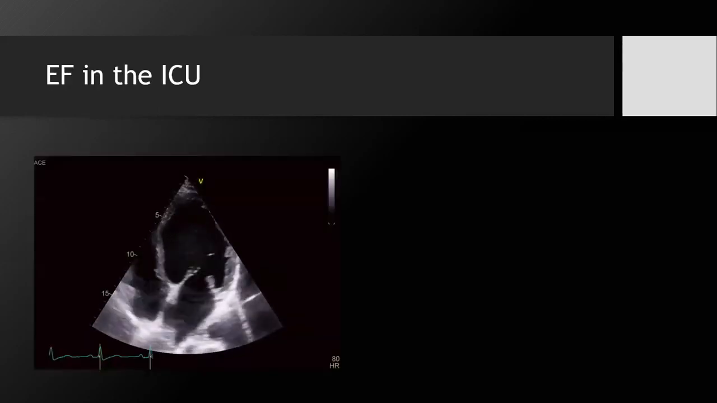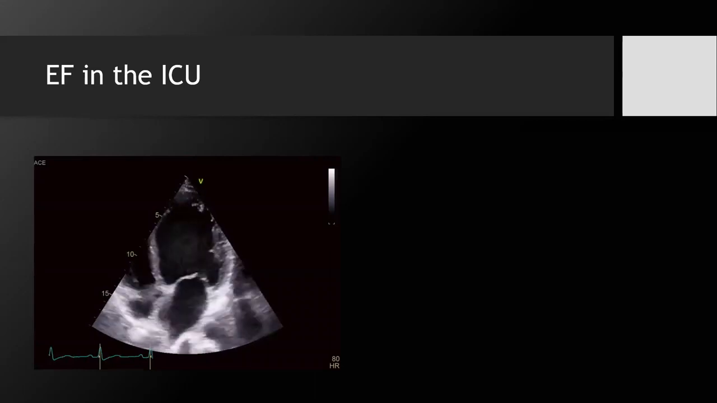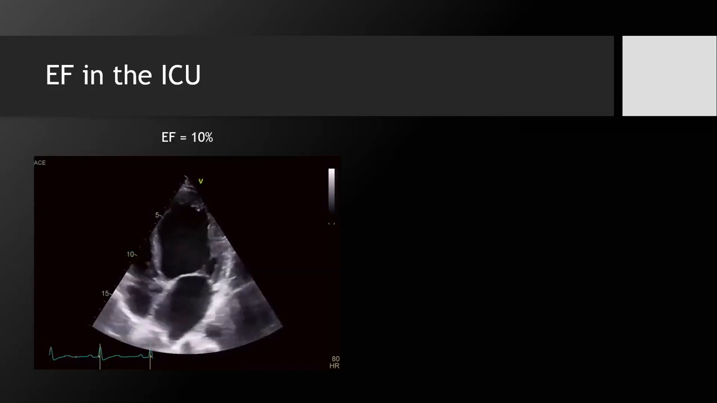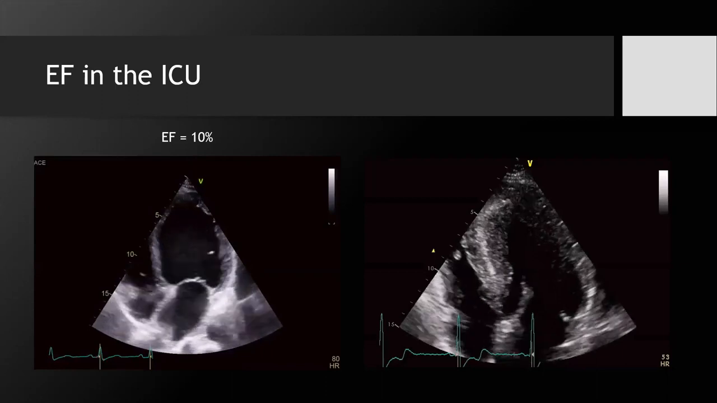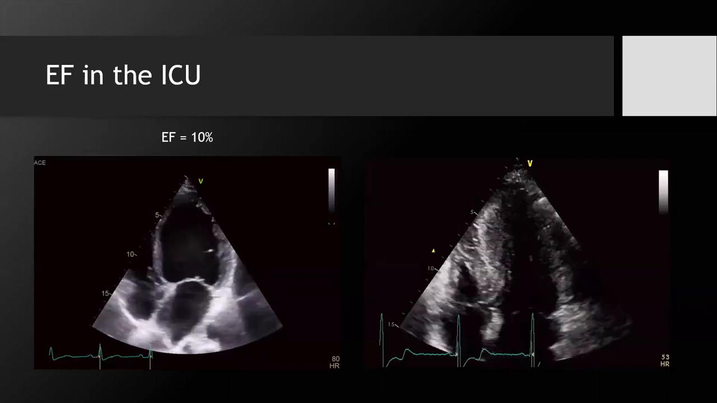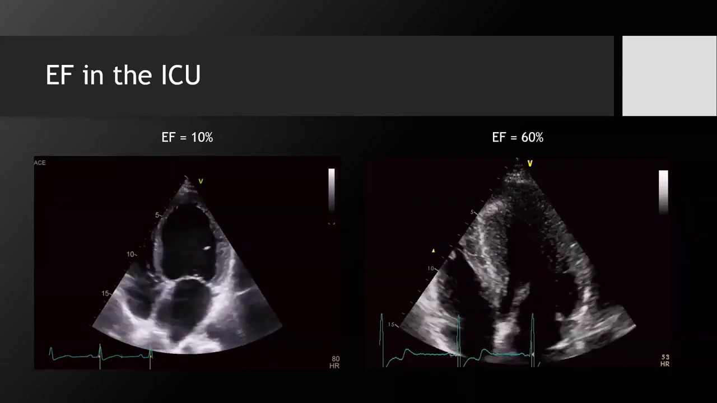And what would you predict the EF is, Chris? The EF? Yeah, you can make something up. 15%. Okay, I made up 10%, but agree, really bad. And what's the EF here? Anyone? Laura? Normal. Okay, so 60%, right?